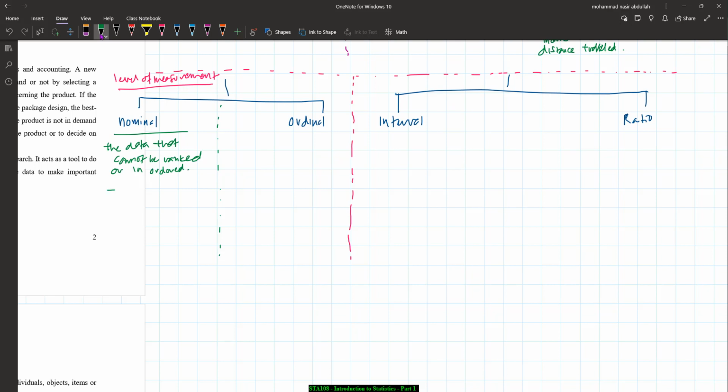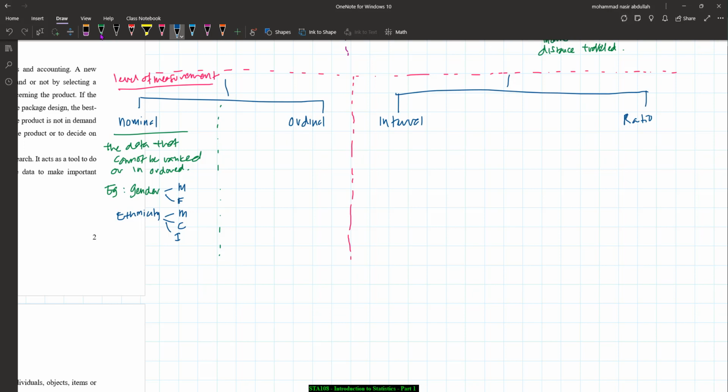Right. For example, let's say gender. We cannot say that first is male, second is female. It cannot be in order. It can be either female or male. Another one is ethnicity. Both are categorical data: Malay, Chinese, Indian. It can be Chinese, Indian, Malay, or Indian, Malay, Chinese. So it cannot be in order. We cannot rank that categorical data.